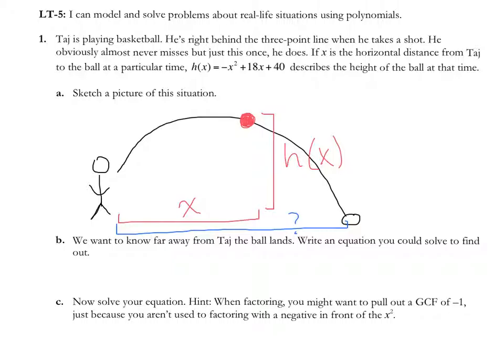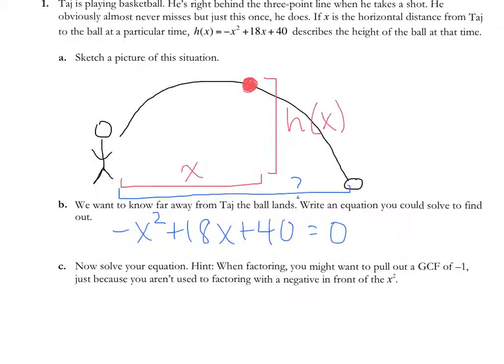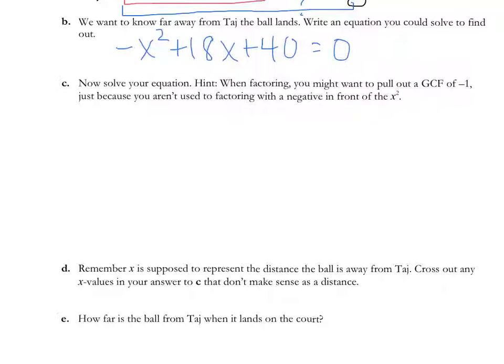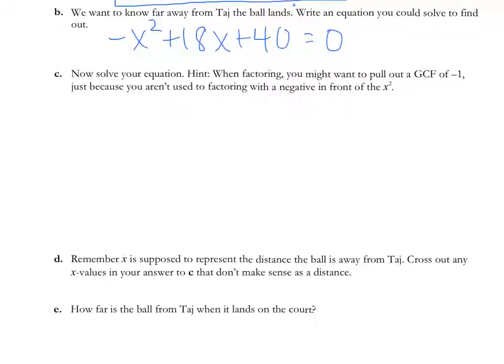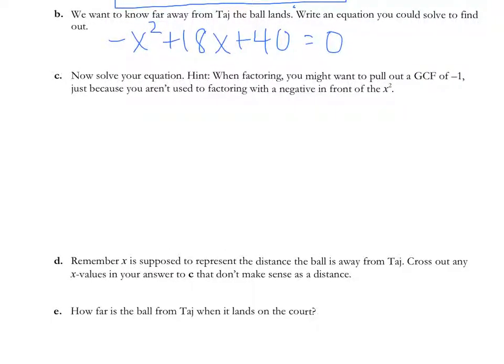An equation we could solve would be just to set h of x equal to 0, and we want to solve this equation for x. Now part C asks us to solve our equation, and it gives us a hint. When factoring, you might want to pull out a GCF of -1, just because you aren't used to factoring with a negative in front of the x squared.